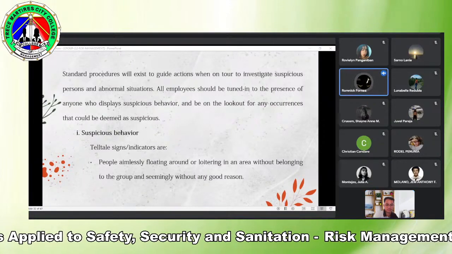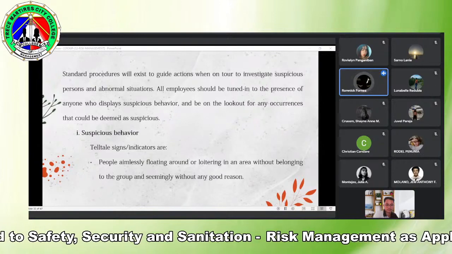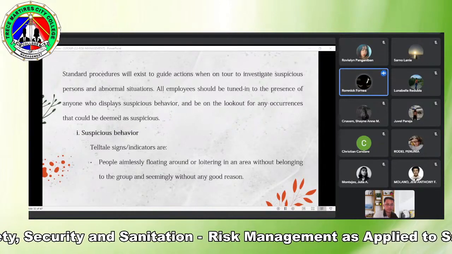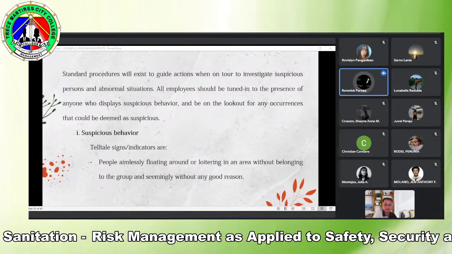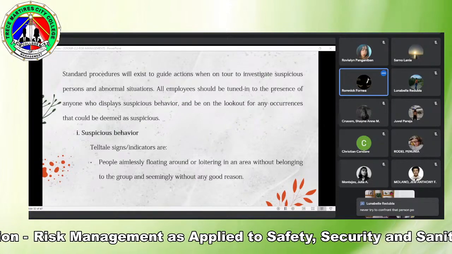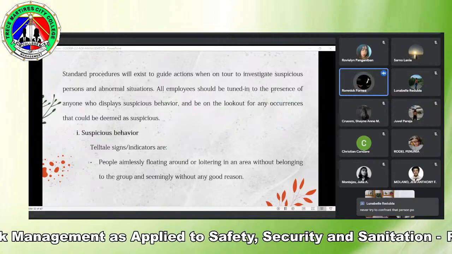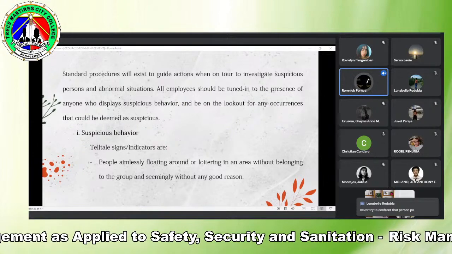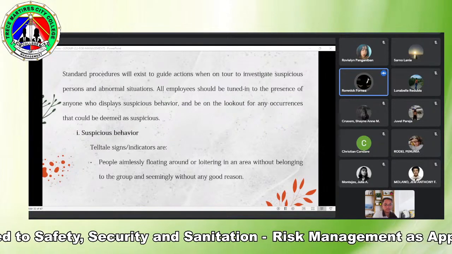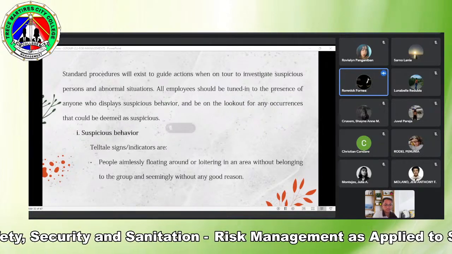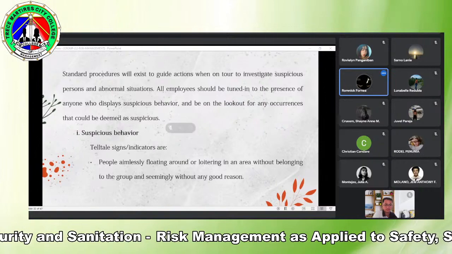Standard procedures will exist to guide actions when on tour to investigate suspicious persons and abnormal situations. All employees should be alert to the presence of anyone who displays suspicious behavior and be on the lookout for any occurrences that could be seen as suspicious.